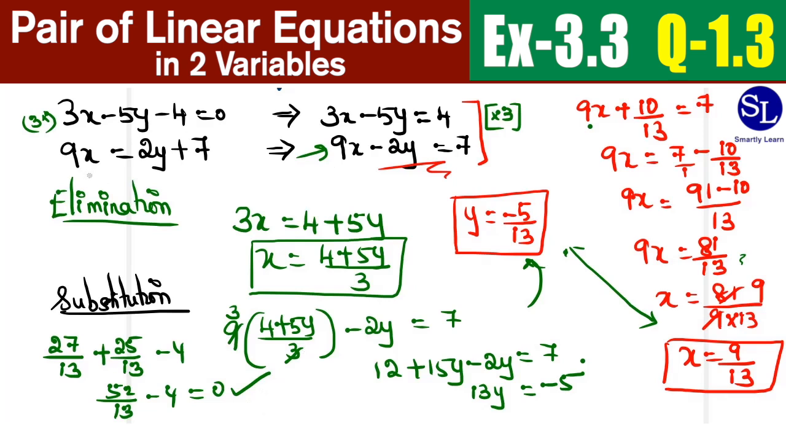Now let's try the second one. 9 into x, that is going to be 81 by 13 is equal to, I'm going to put the same value of y here. So this is minus 5 into 2. So minus 10 by 13 plus 7, I need to check. So I'm bringing it this side. This time the minus and the minus will become plus 91 by 13, which is equal to 7. So this is equal to 7. So in both the equations, we were able to substitute our values and verify that the answer is correct.